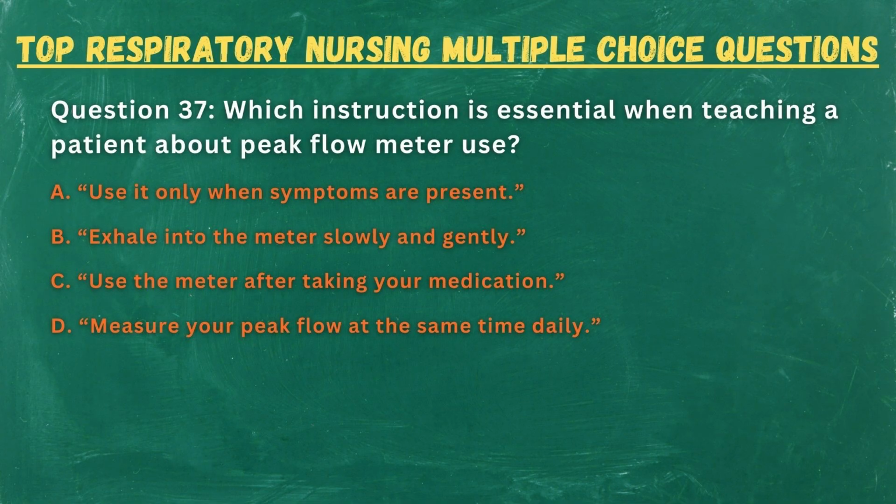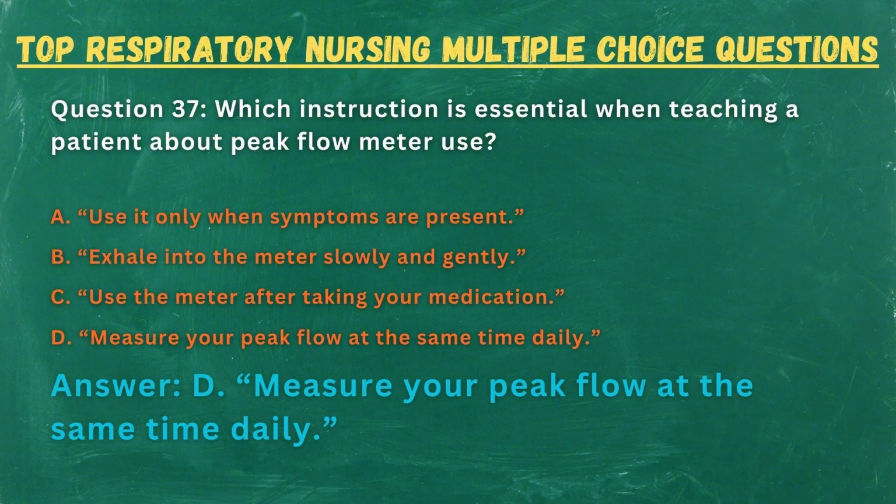Question 37. Which instruction is essential when teaching a patient about peak flow meter use? A. Use it only when symptoms are present. B. Exhale into the meter slowly and gently. C. Use the meter after taking your medication. D. Measure your peak flow at the same time daily. Answer: D. Measure your peak flow at the same time daily.